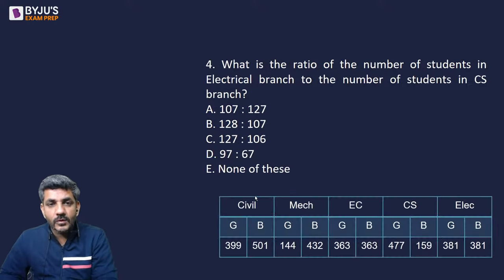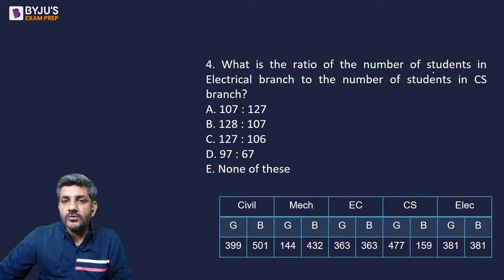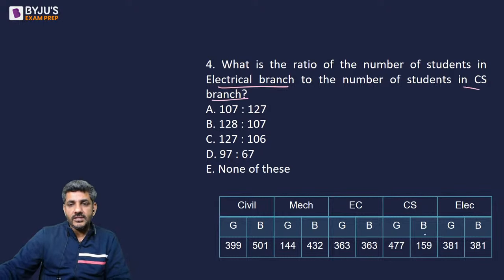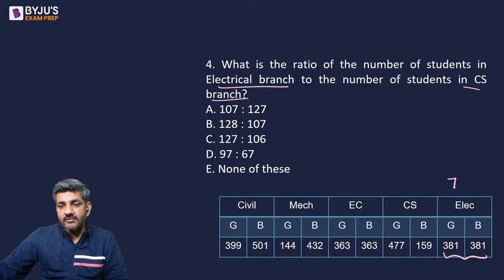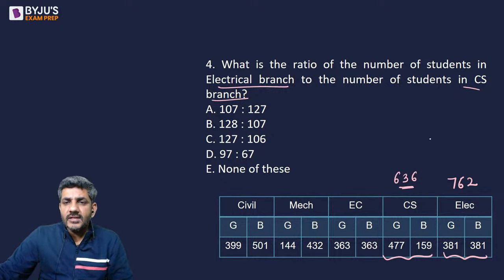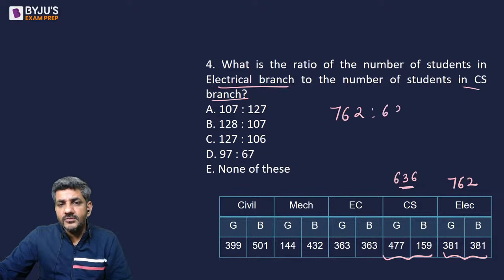And this brings us to question number 4. What is the ratio of the total number of students in electrical branch to CS branch? Electrical का total which is 762 and CS branch का total. CS branch का total कितना था? ऐड कर लेते हैं. 47 plus 15 is 62. 636 आ रहा है. So ratio of the number of students in electrical to CS, तो 762 is to 636.